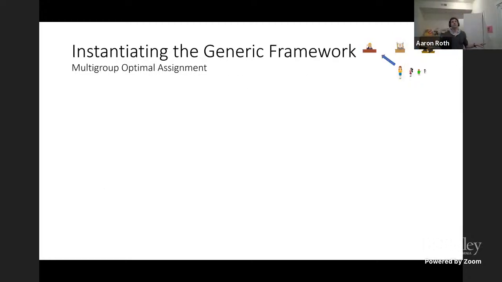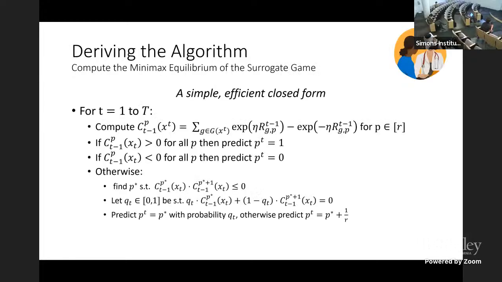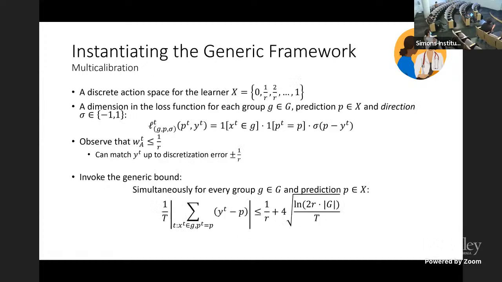Okay, how about this multi-group optimal assignment? Well, Aaron, same thing. Can I ask one more question? Yes. Going back a slide, what is your calibration loss here?